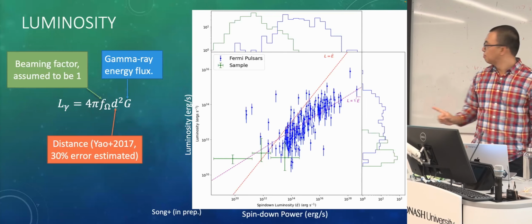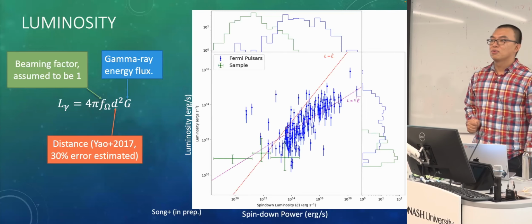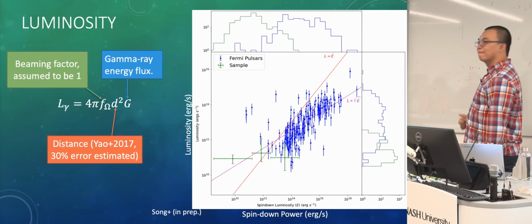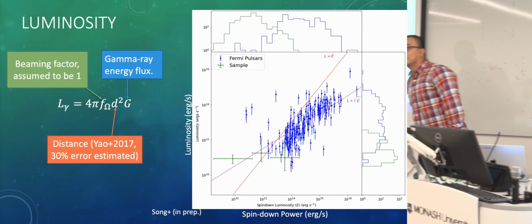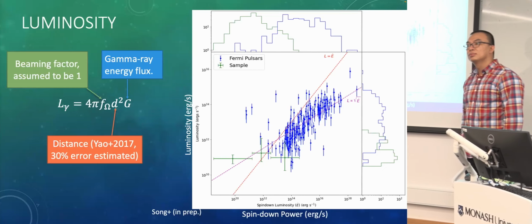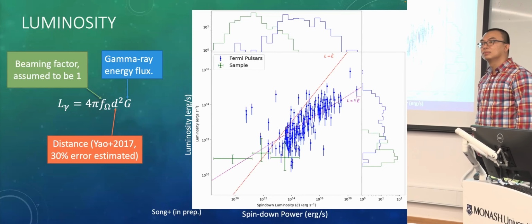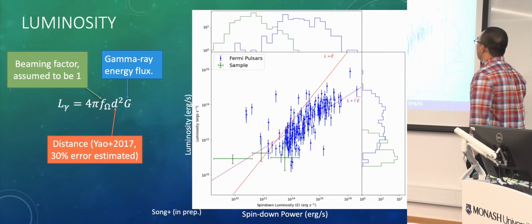So before I move on, is there any questions you want to ask? Yeah, Ilya. So what about all the systems that have an apparent luminosity greater than the spin down power?